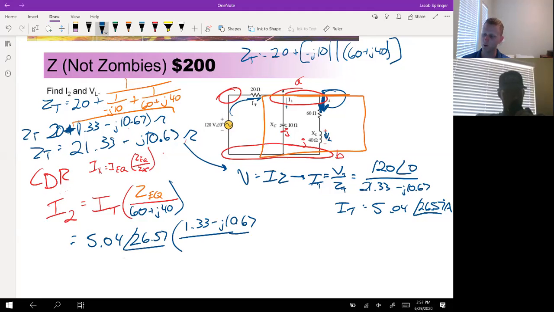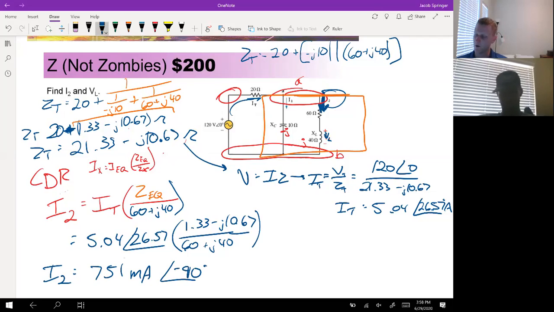And then down below, I'm looking for everything in that branch. We already wrote it, but as a reminder, it's everything in the branch between A to B. So it's not just a 60 ohm resistor, it's 60 plus J40. I plug all of that in and I get I2, which is 751 milliamps, angle negative 90. There's I2.